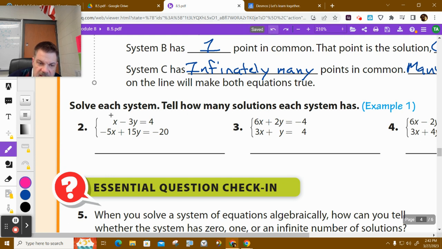If I take this equation and I multiply it by -5, -5 times x is -5x, -5 times -3y is a positive 15y, -5 times 4 is -20. So this one is the same line, so it has infinitely many solutions.